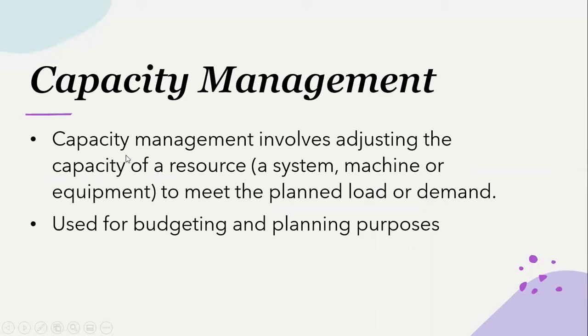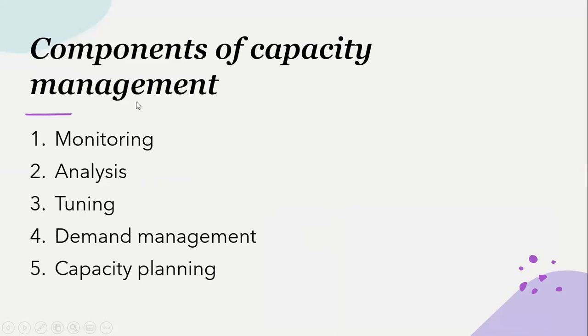So what is capacity management? Capacity management involves adjusting the capacity of a resource, that is a system, machine or equipment, to meet the planned load or demand. It is used for budgeting and planning purposes. These are the various components of capacity management. One is monitoring, the other is analysis, then tuning, demand management, and capacity planning. So capacity planning is one of the components of capacity management.